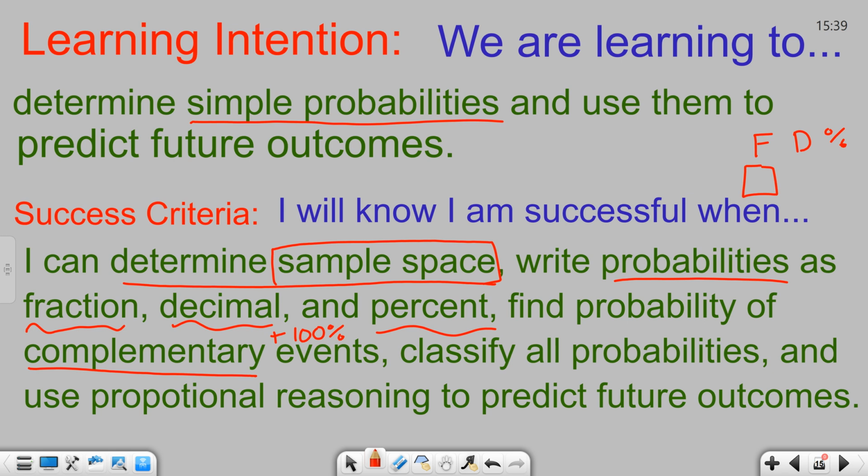Okay, and then classify all probabilities. We're going to classify them as impossible, unlikely, equally likely, or just as likely if you talk about it that way, likely, or guaranteed, certain, and use proportional reasoning to predict future outcomes. We'll know we're successful when we can do those things.